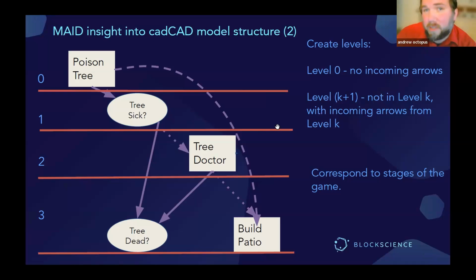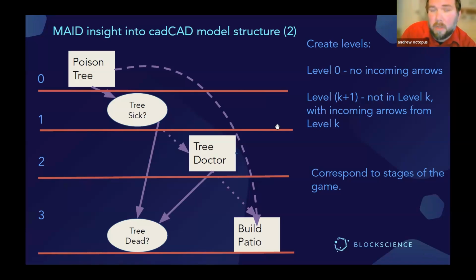Sure, it's a great discussion, because each agent has their own local model and their own local information, which is something the modeler has to consider. I do think that structuring this as a MAID can offer insight into how to set up the cadCAD model initially, so that you know what needs to be filled in. And then the question is how to fill it in.